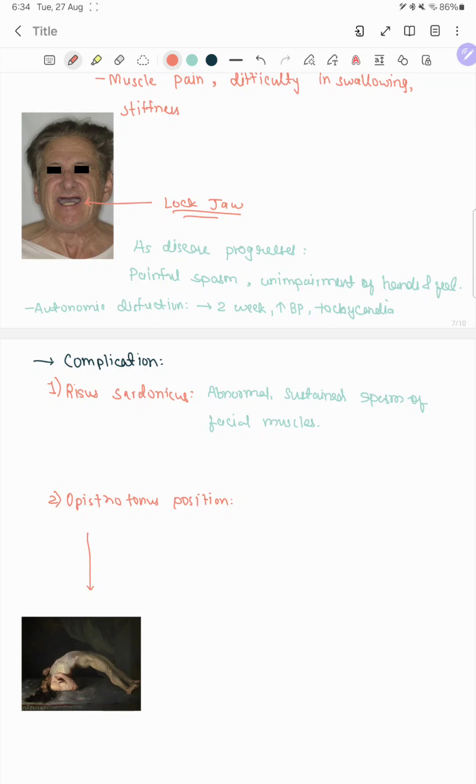Another complication which can be seen is obstruction of the respiratory pathway. Okay, so which are the three complications? Risus sardonicus, opisthotonus position, and obstruction of the respiratory pathway.